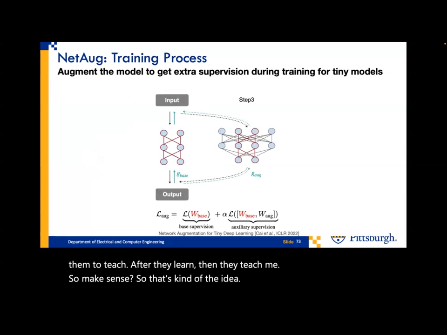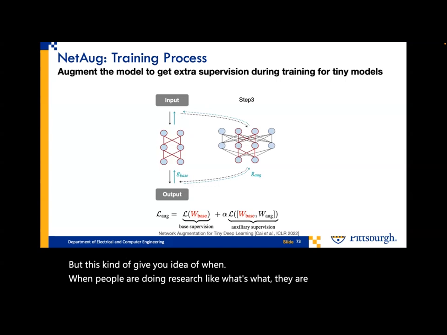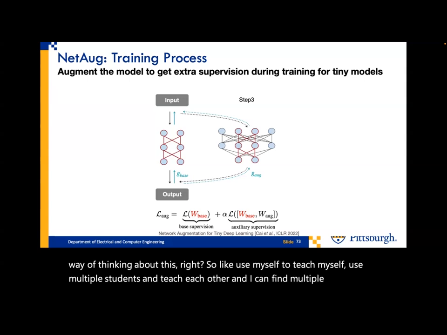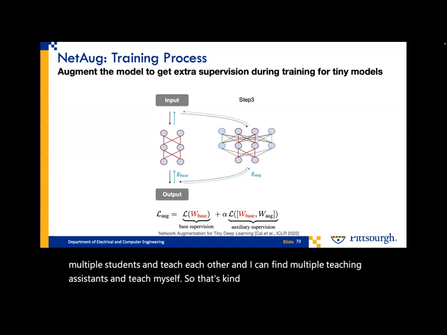But this gives you an idea of the logical way of thinking when people are doing research. Use myself to teach myself, use multiple students to teach each other, and I can find multiple teaching assistants to teach myself. So that's the general idea here.